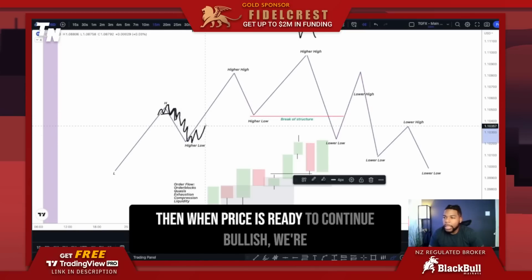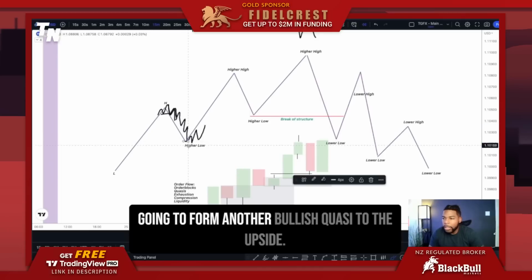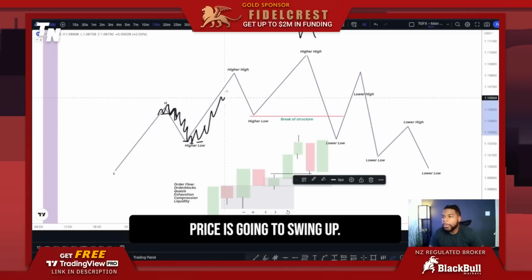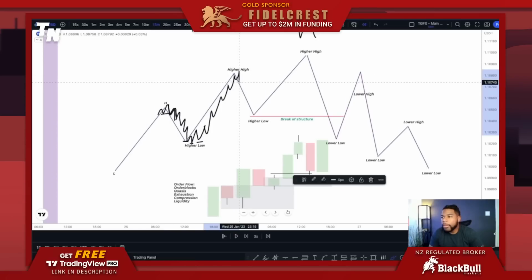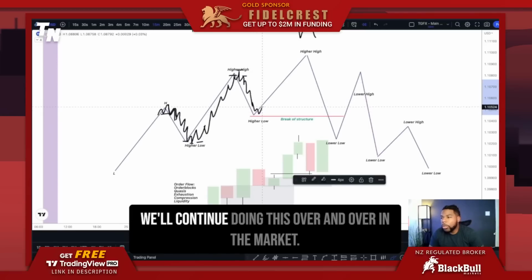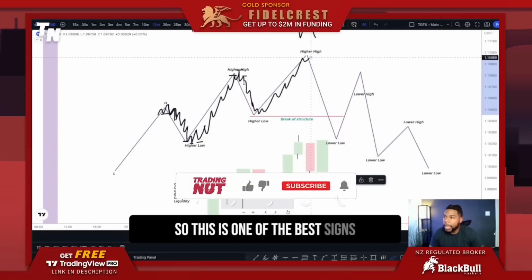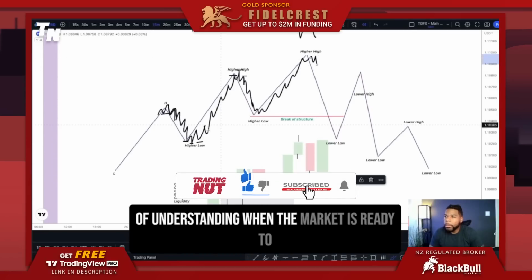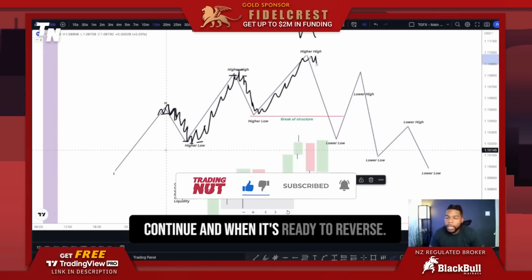Then when price is ready to continue bullish, we're going to form another bullish quasi to the upside. Price is going to swing up. All right, then once again, we'll form a quasi to transition, and we'll continue doing this over and over in the market. So this is one of the best signs of understanding when the market is ready to continue and when it's ready to reverse.